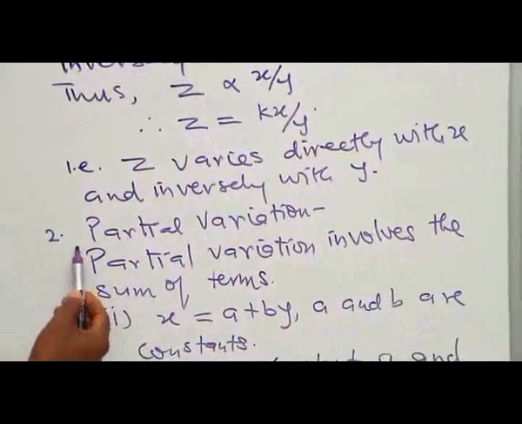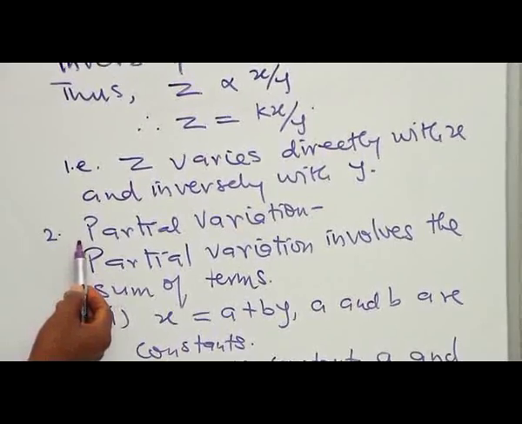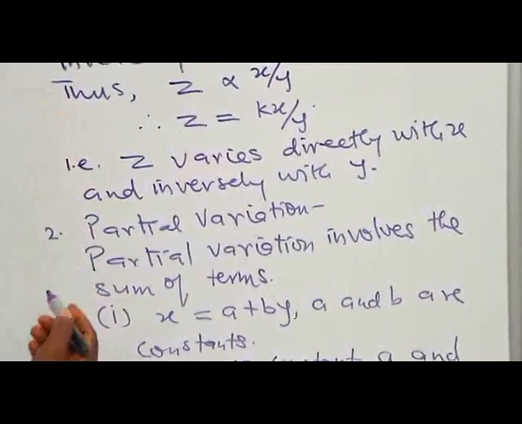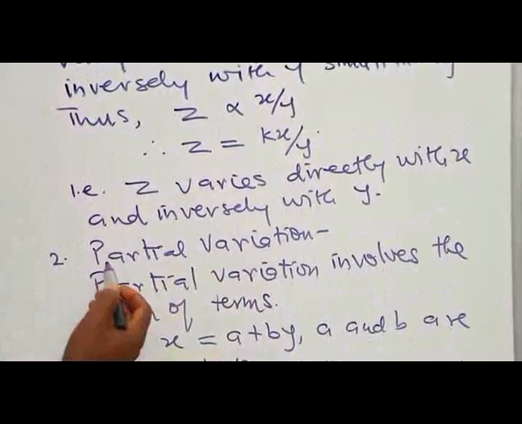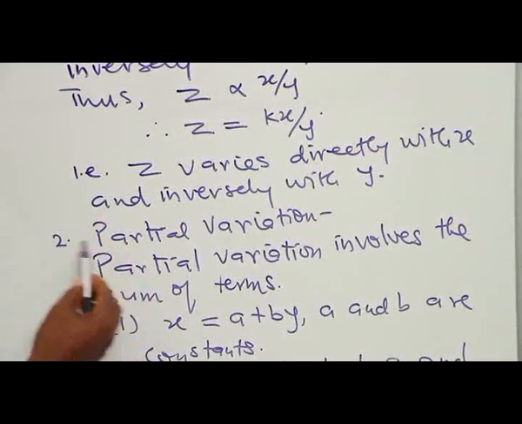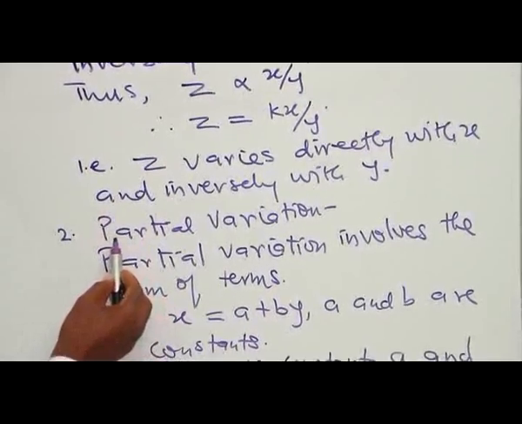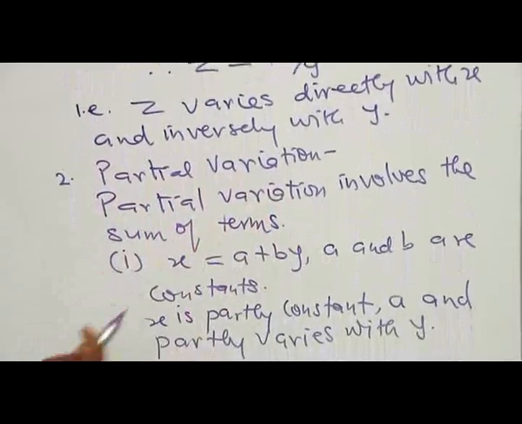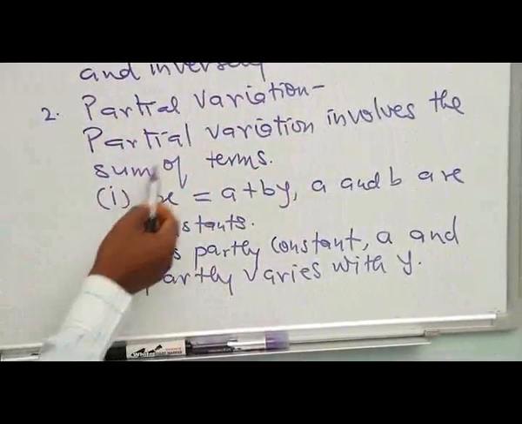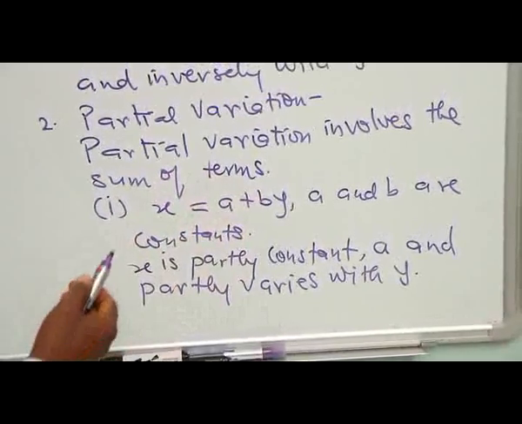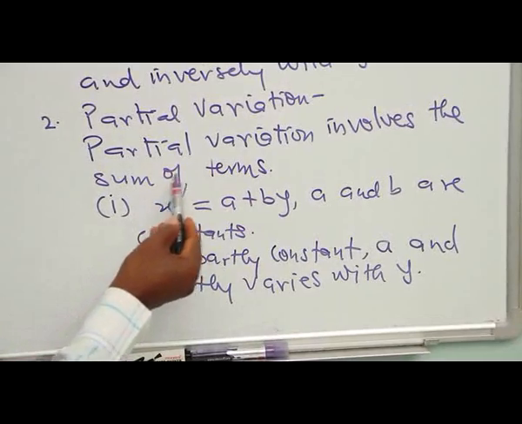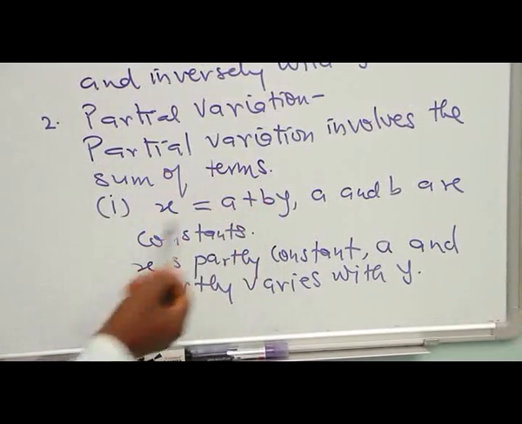The second type, or the fourth one, by our formal recording: direct, inverse, joint, and now this is the fourth one. This is the second one for today. Partial variation. Partial variation involves the sum of terms. It can be two terms, it can be more than two terms. But generally, we are concerned with two terms.